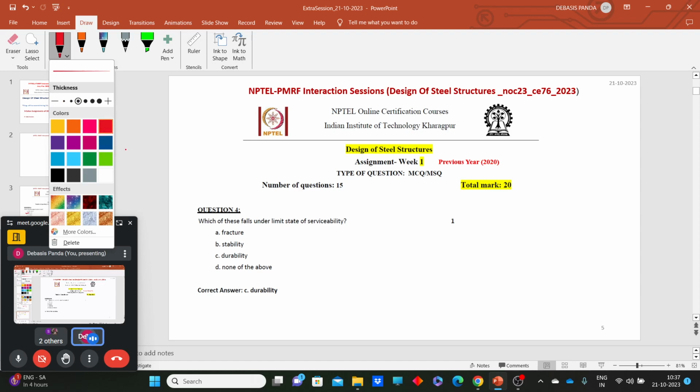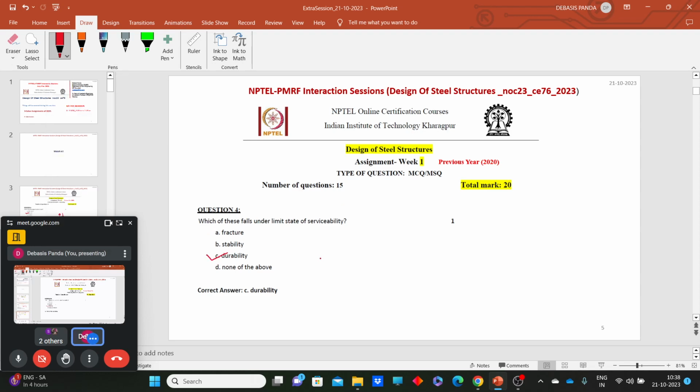That means one limit state deals with the safety purposes, and one limit state deals with the serviceability purposes. So which of these is under the serviceability? And what do we mean by serviceability? That means that condition will satisfy the comfortness of the occupancy, or the purpose of the structure for which we are making. Okay, so here we can say that durability comes under the serviceable limit state, and fracture and stability, overturning, all come under limit state of strength. Okay, so that's all. Now move to next question.